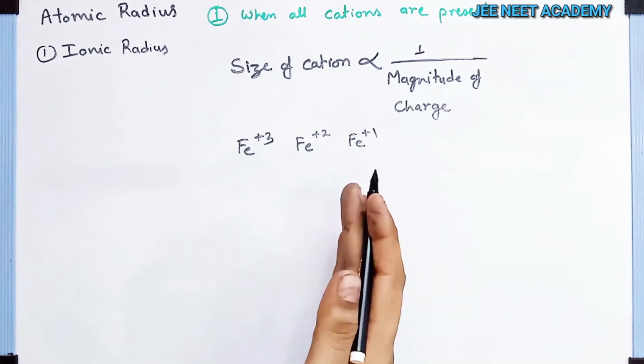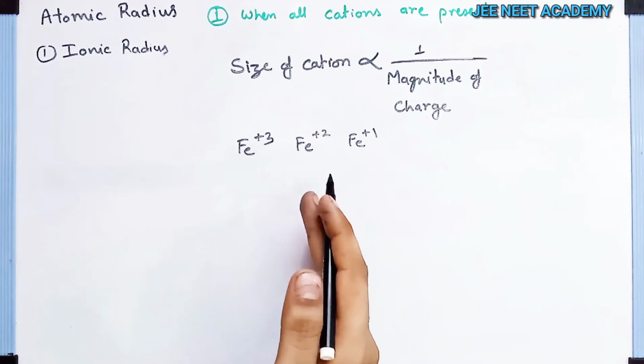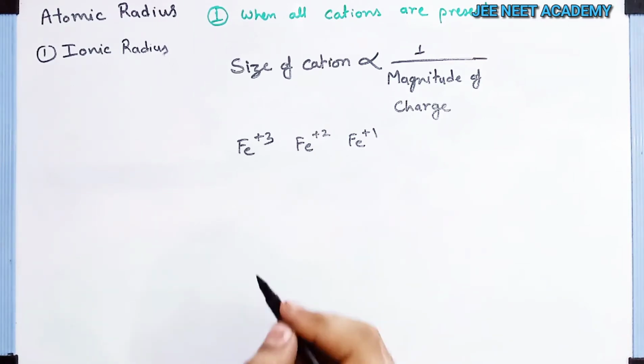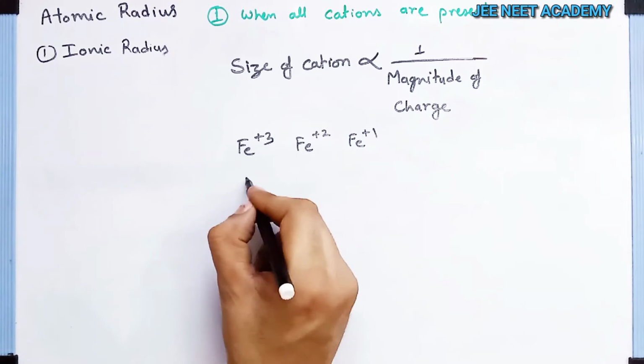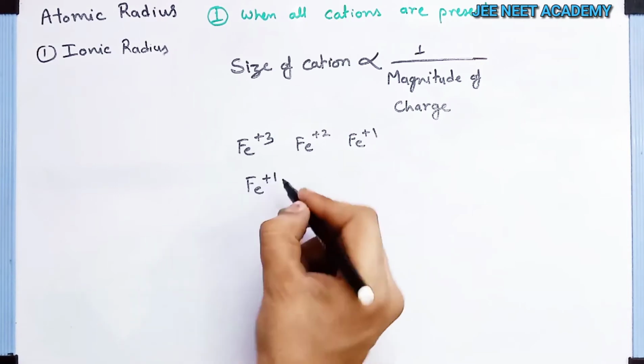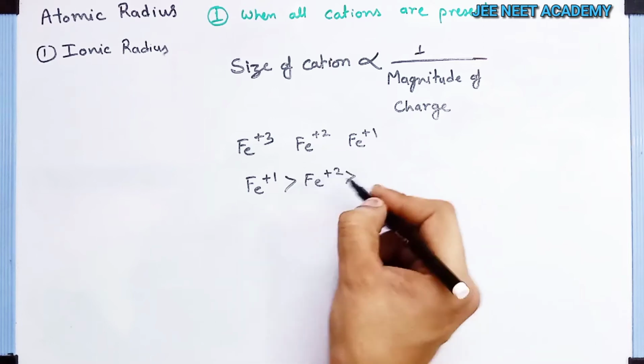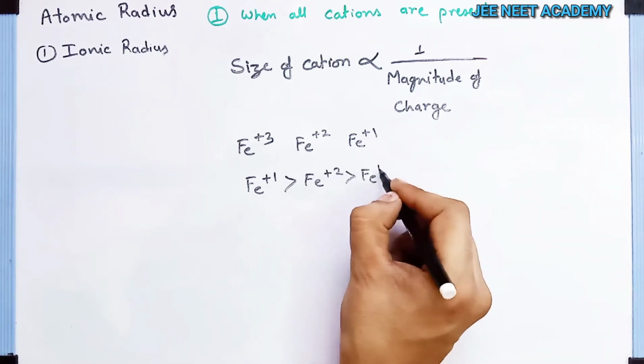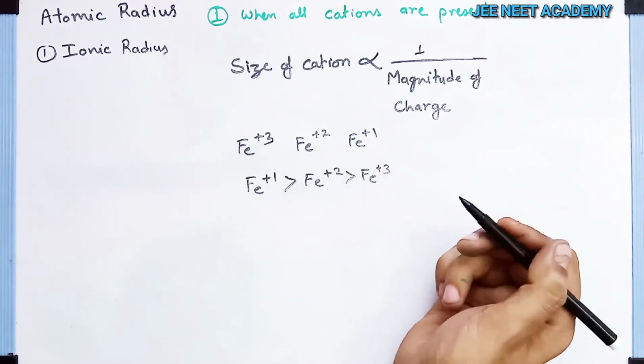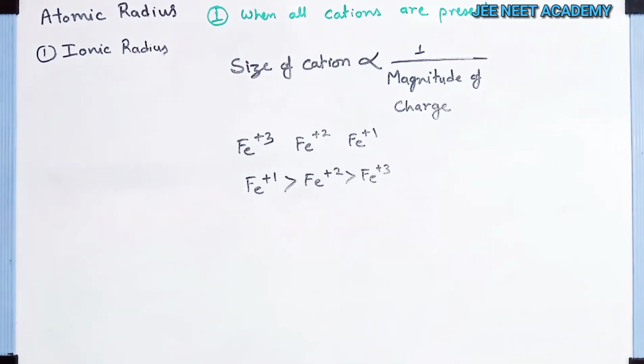So the size of cation will be the reverse of this. Fe plus 1 will be the biggest, then Fe plus 2, then Fe plus 3. The question here is why Fe plus 3 is small in size and why Fe plus 1 is big in size compared to Fe plus 2 and Fe plus 3.